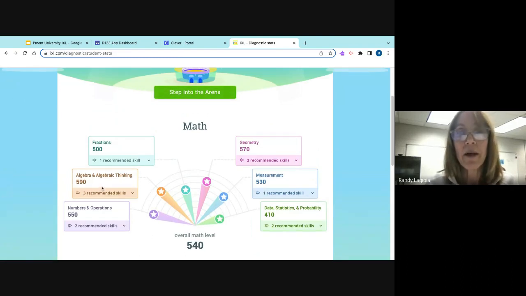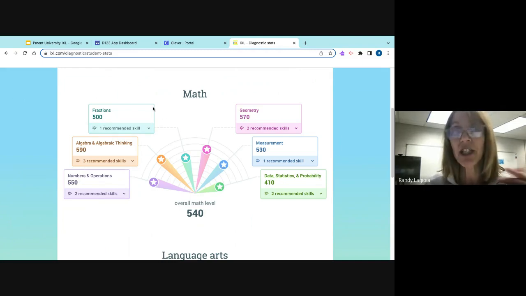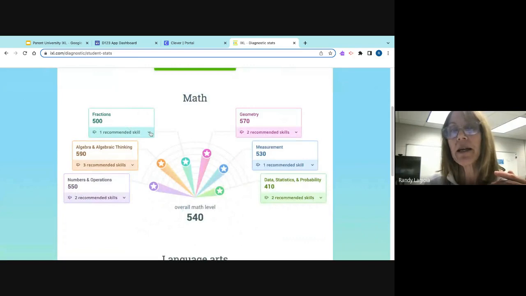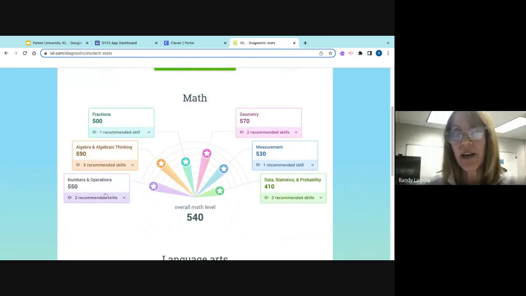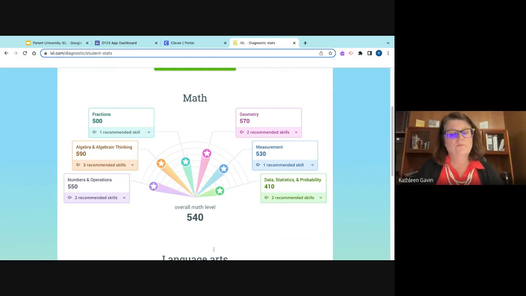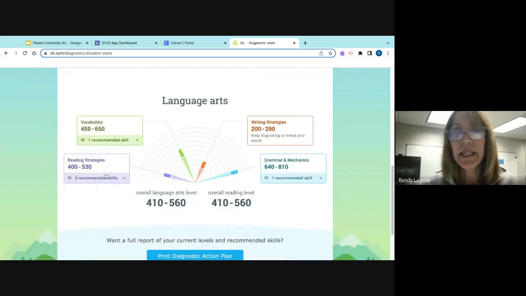Okay, so the number system IXL uses is correlated with the grade level. So this student would be about 5th grade, working at about a 5th grade level. So you see the different categories based on how the student answered questions in fractions back when they were in the arena. They have one skill that they suggested to work on. Same with these other categories, skills here and there. If we go down to language arts, there's 3 areas that have recommended skills.